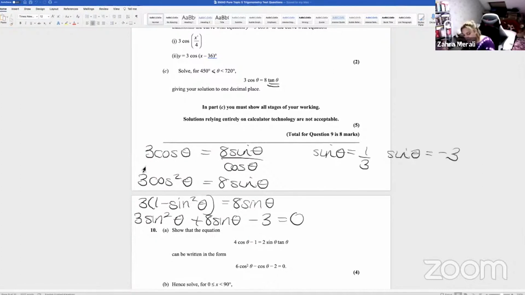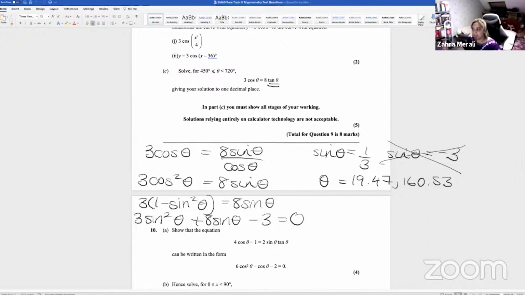We know that this is impossible, so we're going to put a cross through it because sine and cos are always between 1 and -1. Inverse sine of 1/3. So we do shift sine of 1/3 and we get 19.47. We're not going to worry about the range just yet. And then sine is 180 minus, and we get 160.53. And remember, now we have our 2 values.